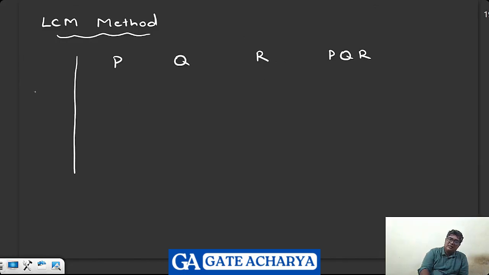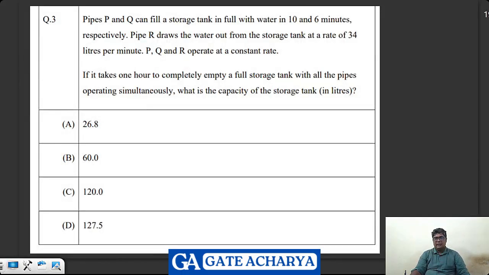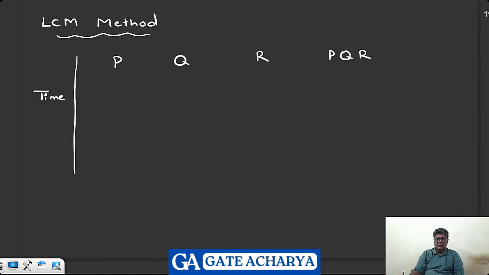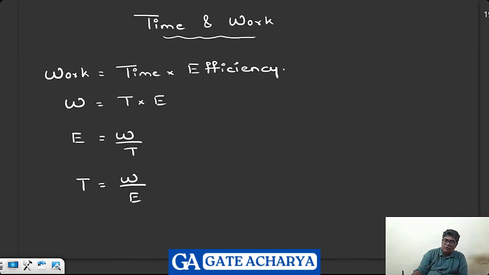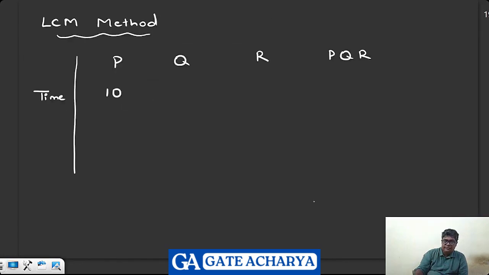Now let's deal with the time here. The problem is P's time is mentioned. What is the time of P? That is the time taken by P to fill the tank. That is 10 minutes, so let's write it down: 10. Now, if Q alone is operating, what is the time taken by Q alone to fill the empty tank? It is 6 minutes. Now, R, I don't know.